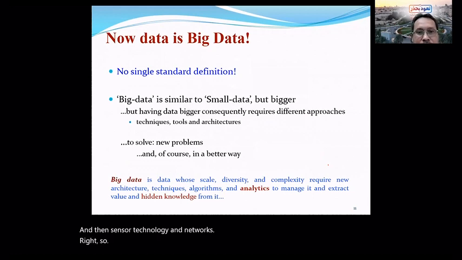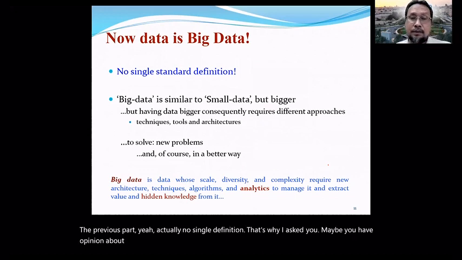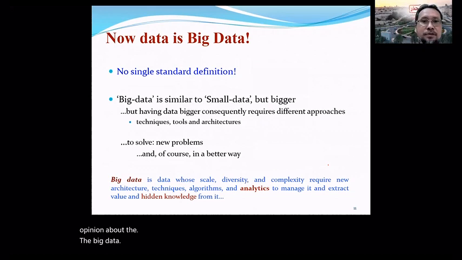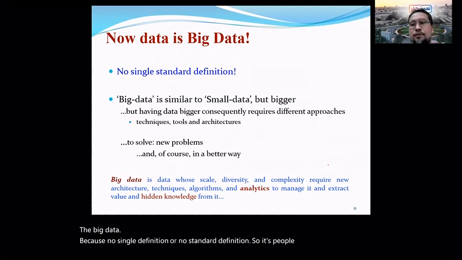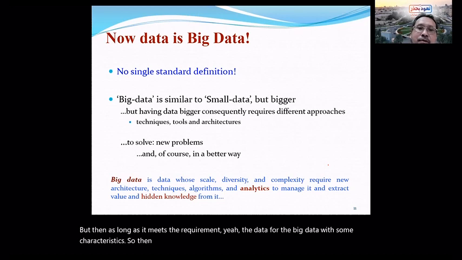Big data, I mentioned in the previous part, actually has no single definition. That's why I ask for your opinion. Because there is no standard definition, each person releases their own definition. But as long as the data meets the requirements with some characteristics, then we can call it big data. So big data is data whose scale, diversity, complexity, the same meaning, variety.